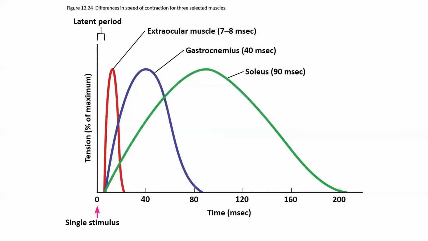Then there's the gastrocnemius muscle. Okay, it's not as slow as the soleus muscle, but it's much slower than the extraocular muscle. Okay, so it's going to have somewhere in between an intermediate fiber. Okay, then there's the soleus muscle. This is going to have very slow myosin ATPase activity. This is your, where's the soleus muscle? Anyone? Where's the soleus muscle?